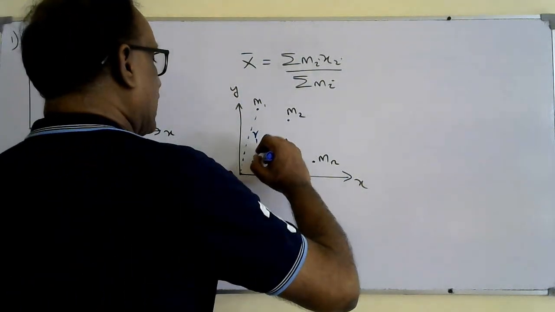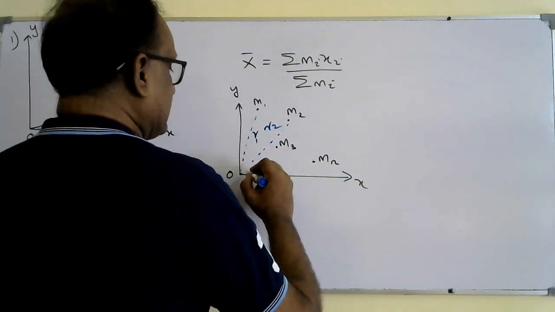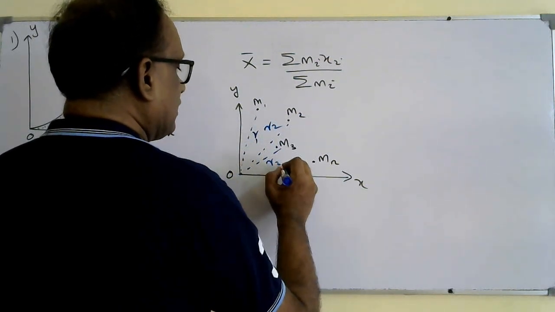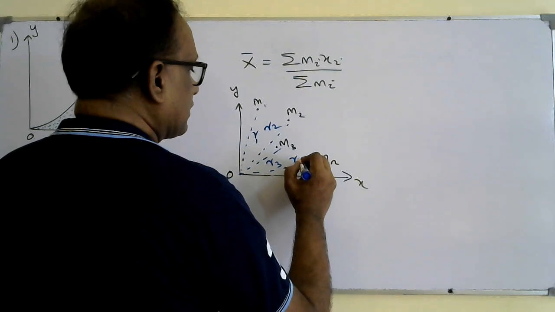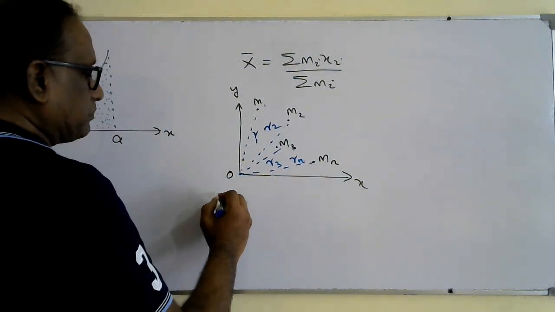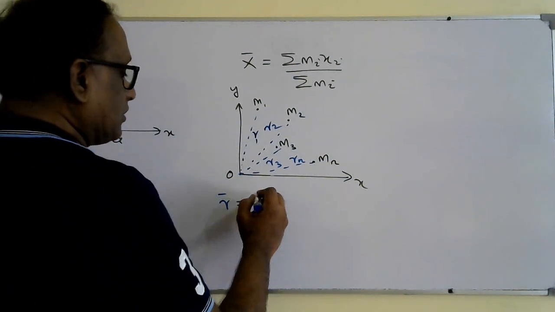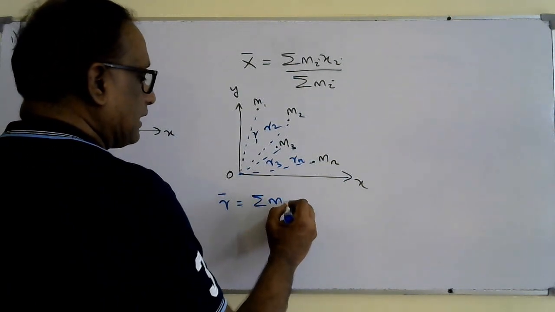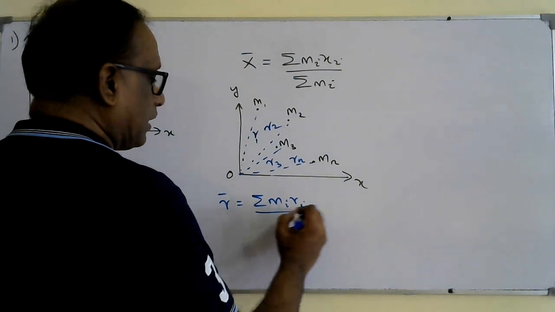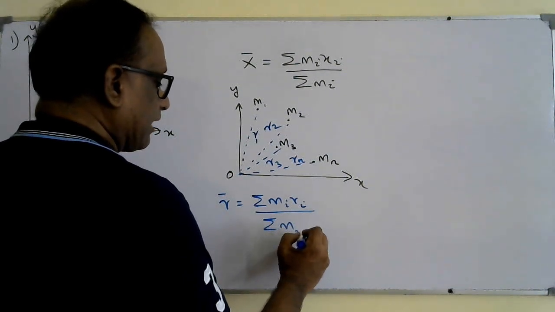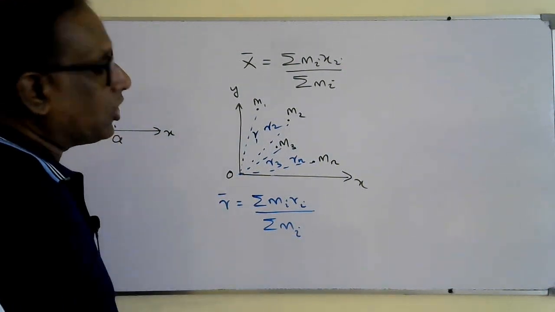This is at a distance r2. This is at a distance r3. This is at a distance rn. Then the center of mass r bar, in the general format from the origin, is r bar equal to sigma mi ri over sigma mi. From this I can find the center of mass from the origin.